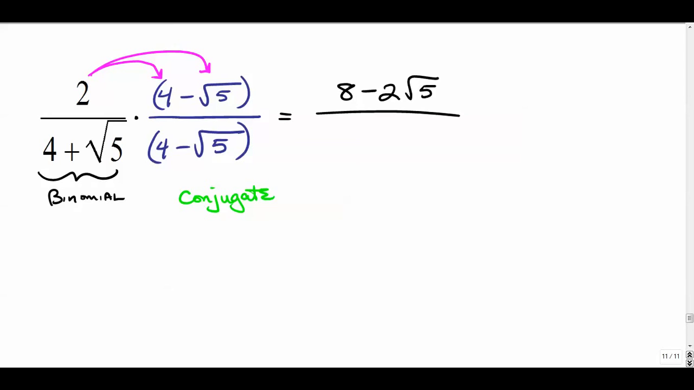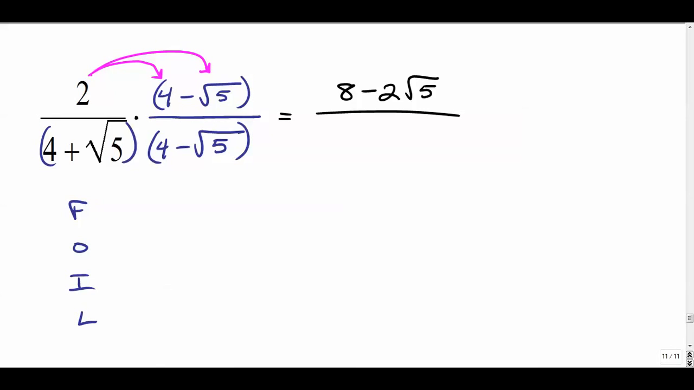divided by, we basically have a FOIL. Let me get rid of some of this stuff. We have a FOIL in the bottom. There's a distributive property in the bottom that is binomial times binomial. When you have that, you do your first, outer, inner, last method of distributive property. So the first times first is 16. The outside is negative 4 radical 5. The inside is 4 radical 5.